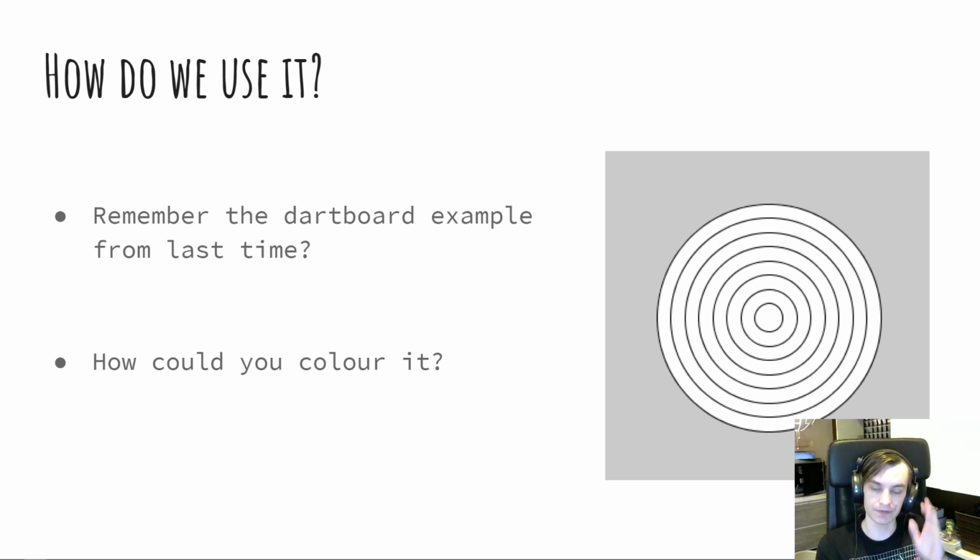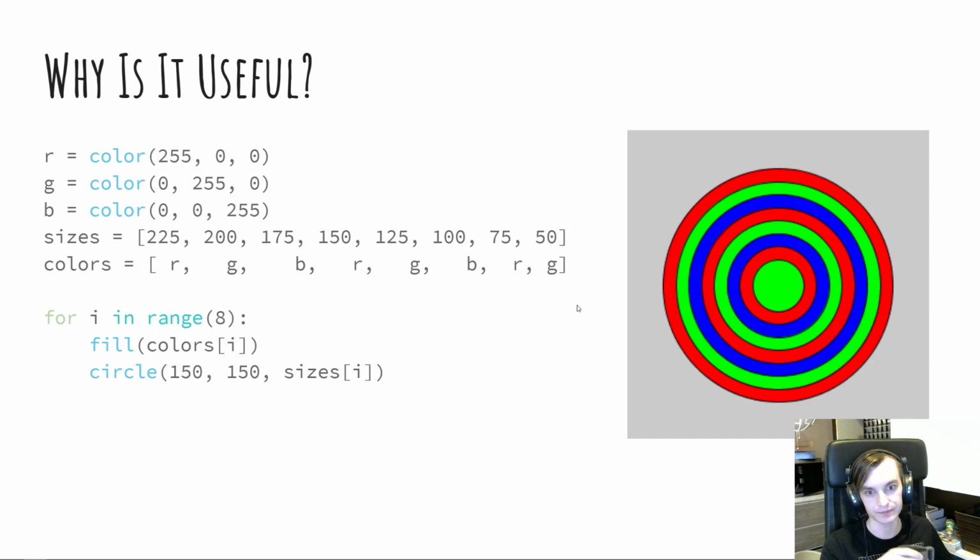If you recall, we had last time a dartboard. We did that by iterating over a list of sizes and just drawing circles at decreasing sizes in the same location. How could you color it? That was the same kind of problem that we were seeing just now: we want to have 2 arrays, one of which corresponds to colors and one of which corresponds to sizes. So here you can see some code on screen that does both of those. We have an array of sizes and we have an array of colors.